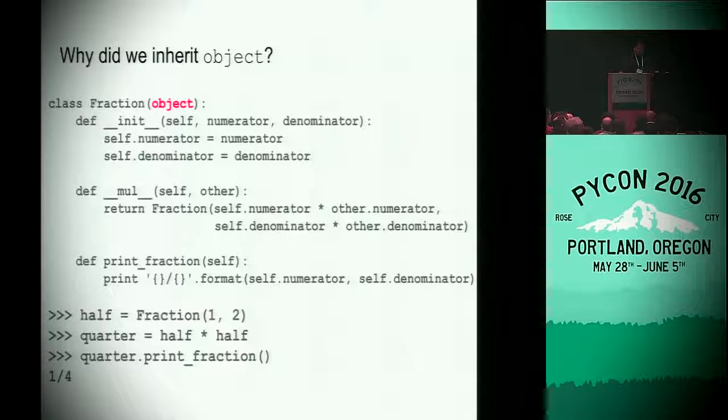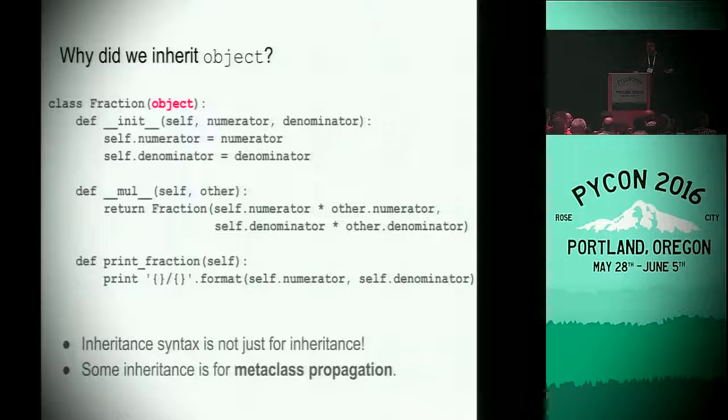So the first thing you'll notice, we inherited object, which is this thing that you're always supposed to do in Python 2 and really doesn't add much. There are no methods of object that you want access to. The reason that we inherit object isn't actually to do with subclassing at all. It's to do with metaclass propagation.